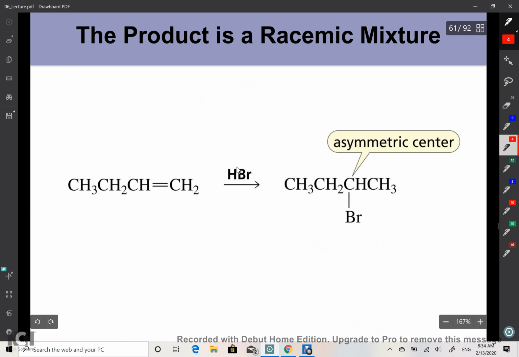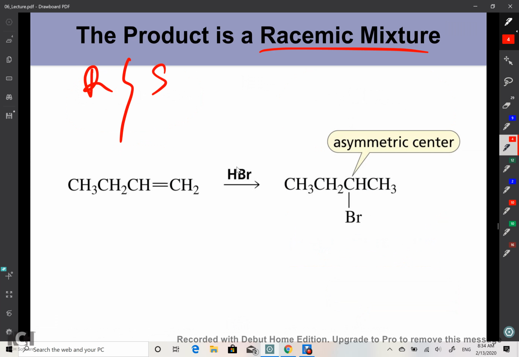Now, sometimes your product can be a racemic mixture. You remember what we said? A racemic mixture is an equal mixture of the R and S enantiomer, when you have equal amount of R and S enantiomer. And it turns out that bromination reaction will always lead to the formation of a racemic mixture. All bromination reactions. That's how you know it. It will always form a racemic. And you need to understand why.